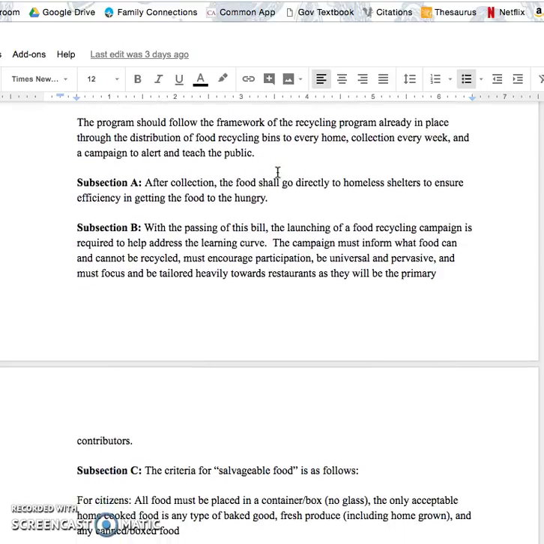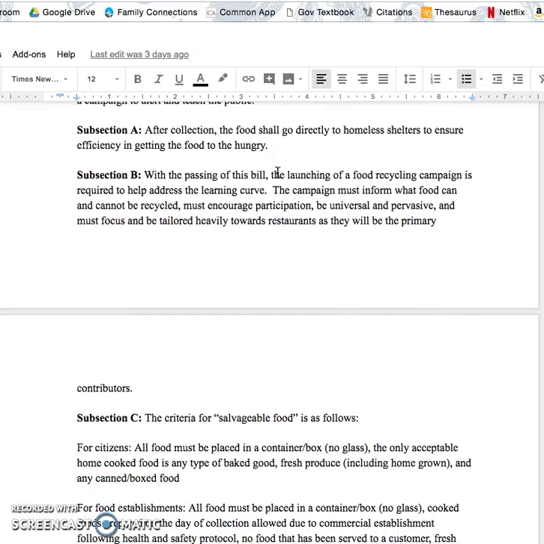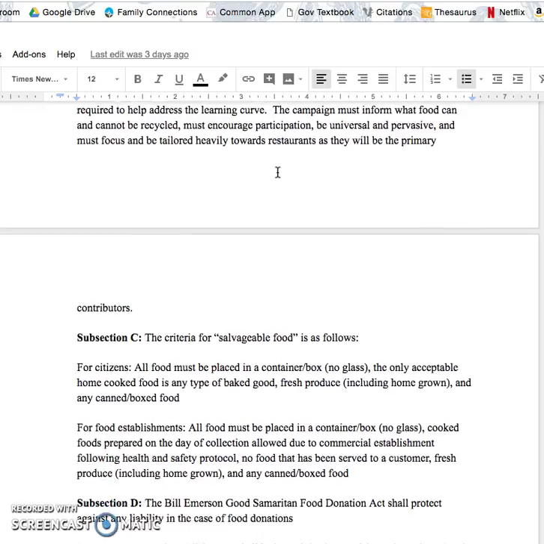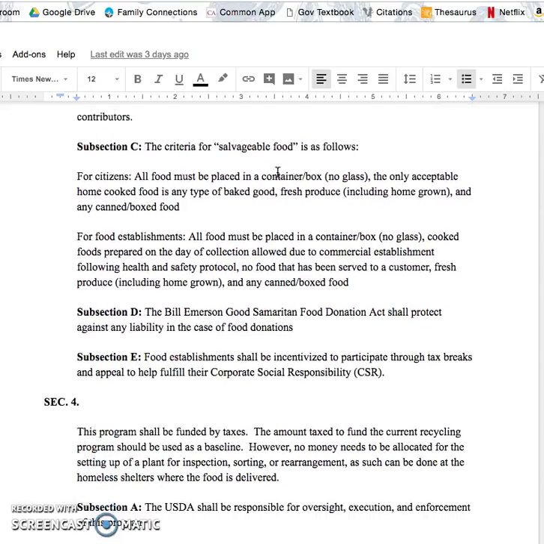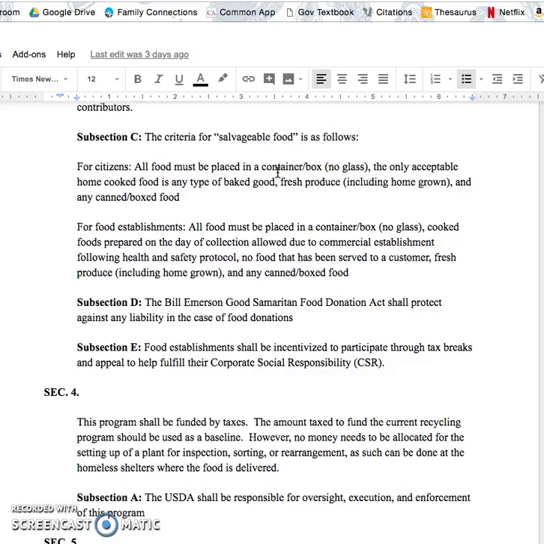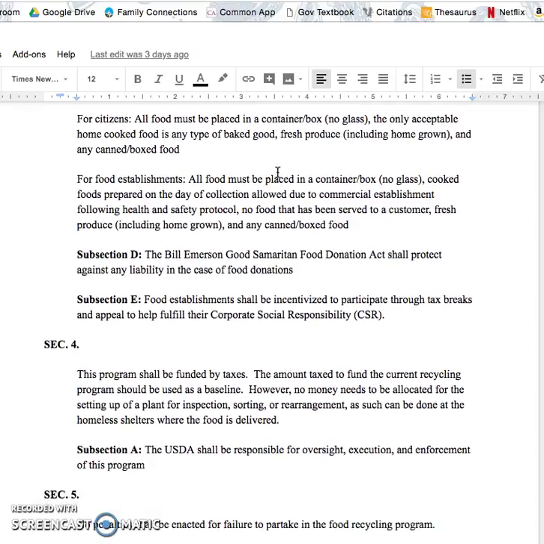Subsection A then talked about the food going directly to homeless shelters, and then subsection B talked about the launching of a food recycling campaign to teach the public. Subsection C then talked about the criteria for salvageable food, and subsection D talked about the Bill Emerson Good Samaritan Food Donation Act, which protected against any liability. Subsection E talked about incentives to help get food establishments to participate.